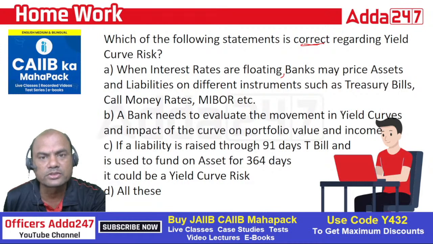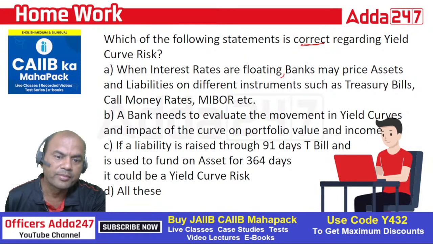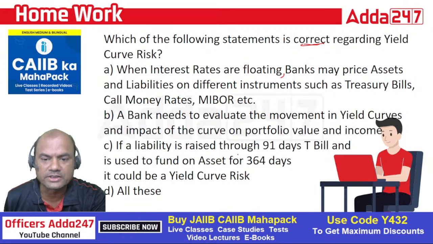Okay, so the bank needs to evaluate what is the difference on that NIM, right? If a liability is raised through 91-day T-bills and used to fund an asset of 364 days, it would be a yield curve risk. Now this is something which you have to think.